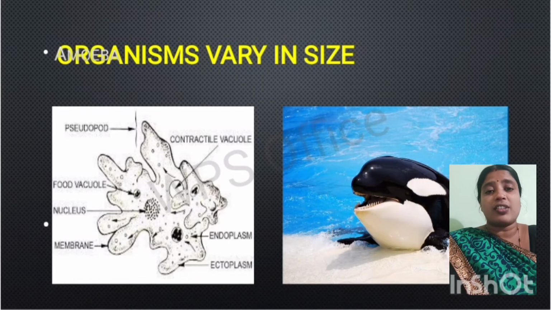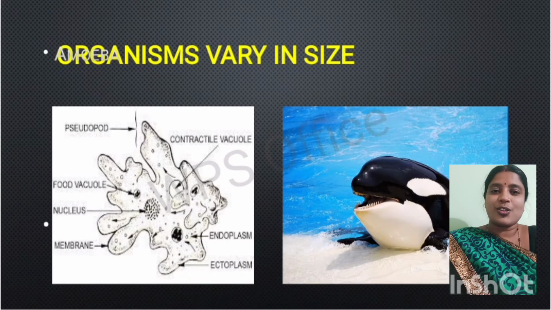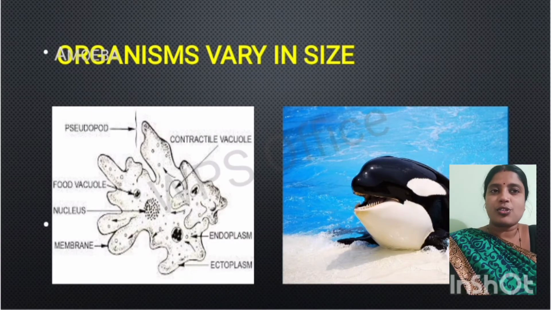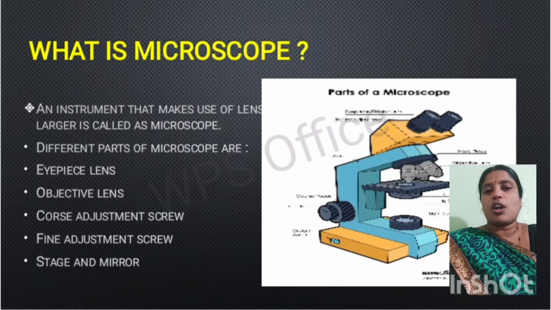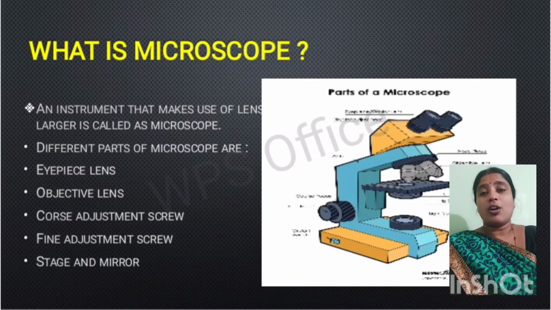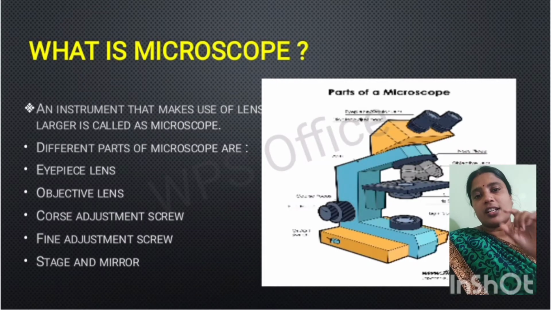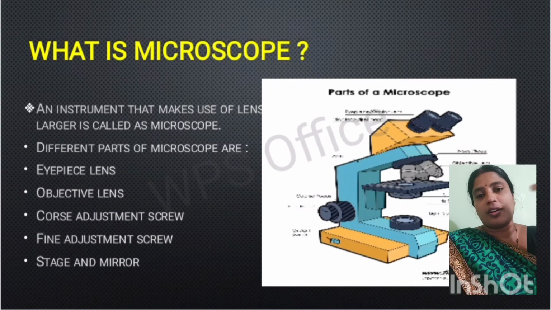So now let us explore these organisms and how we can see them. What is the instrument required to see these organisms? The instrument that is required is the microscope. So what is a microscope? It is an instrument which makes smaller objects look larger. How does it do that? It has a lens in it. This lens converts the smaller object and gives visibility as larger.